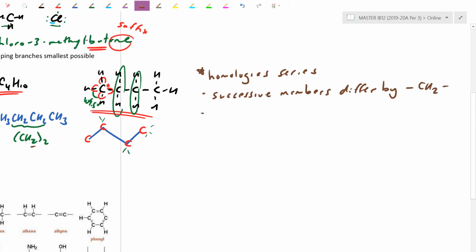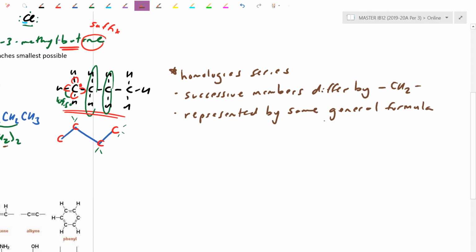Depending on my functional group here, they're going to actually have the same. Members of the homologous series are represented by the same general formula. So far we've seen CnH2n plus 2 as the general formula for an alkane. This would imply it would have to have the same functional group. That's the only way for me to actually have the same formula relationship as well.